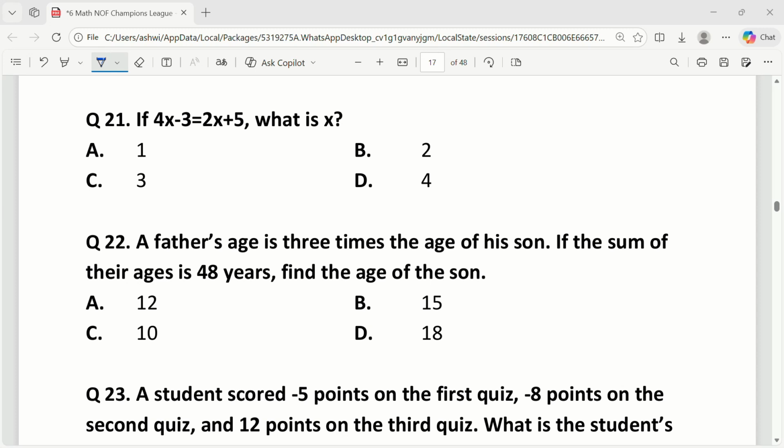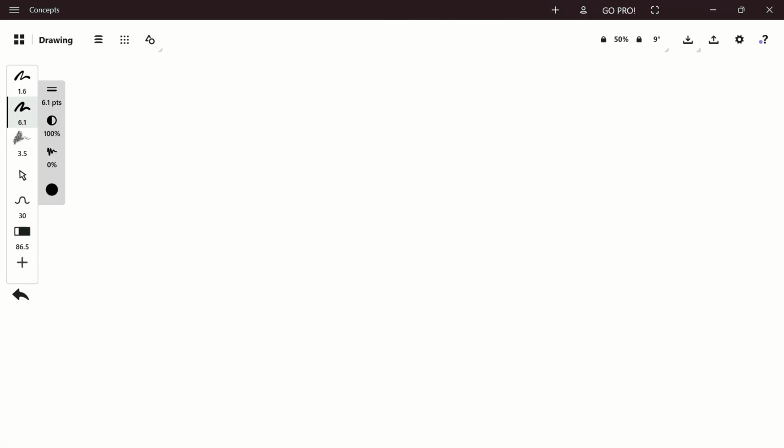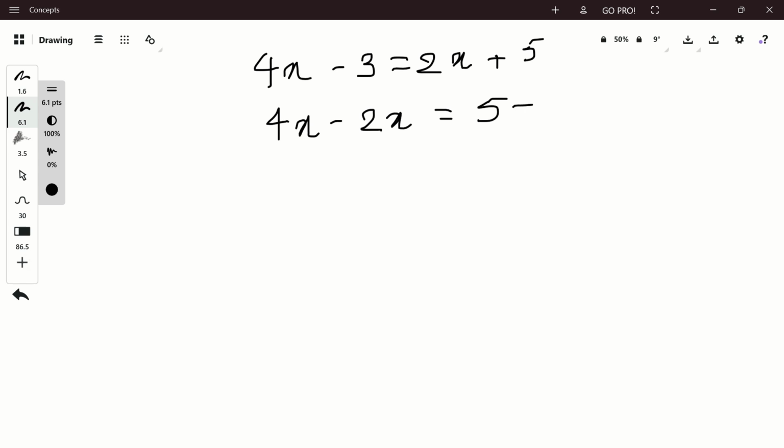Question 12. If 4x minus 3 is equal to 2x plus 5, what is x? We have 4x minus 3 is equal to 2x plus 5. Bringing the x variable terms on the same side, we have 4x minus 2x is equal to 5 plus 3. That is, 2x is equal to 8. That is, x is equal to 8 by 2, which is equal to 4.